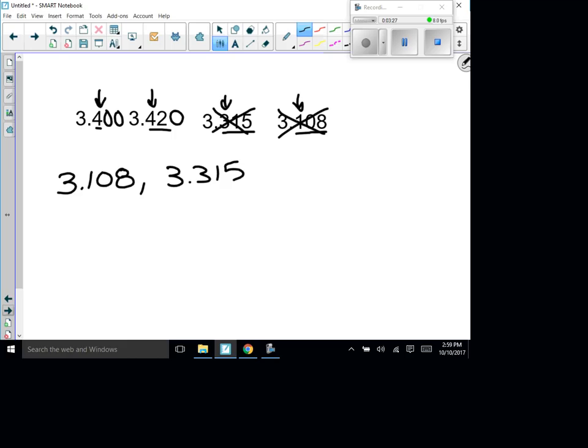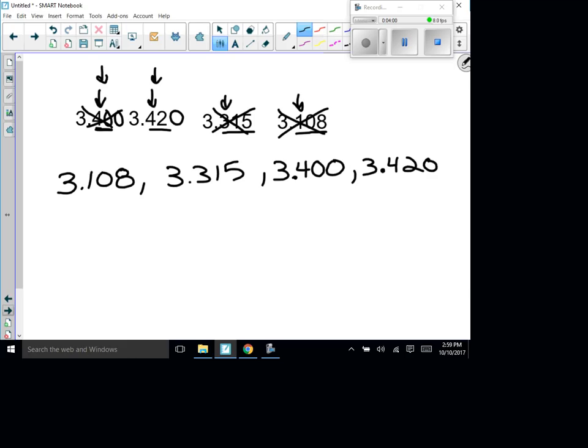And now we get to the part where it's going to get a little tricky. We look at this and we have 3.4 and 3.4. So this one right here and this one right here I'm comparing. Then you go to the next digit. So you have 3.40 and 3.42. And I know that 40 is smaller than 42. So I'm going to go 3.400. That's gone.